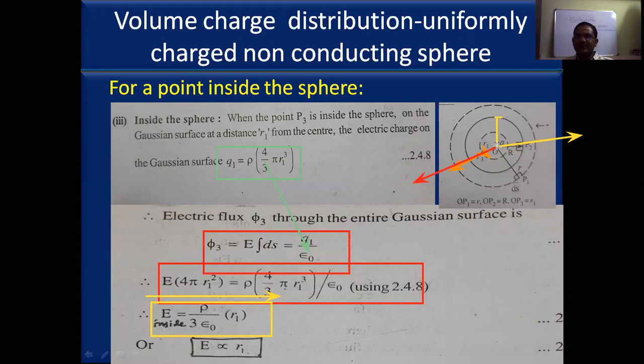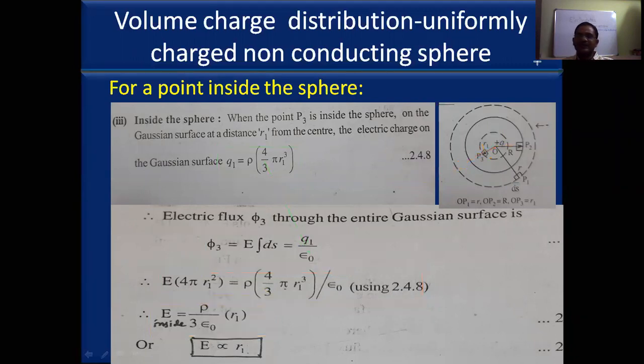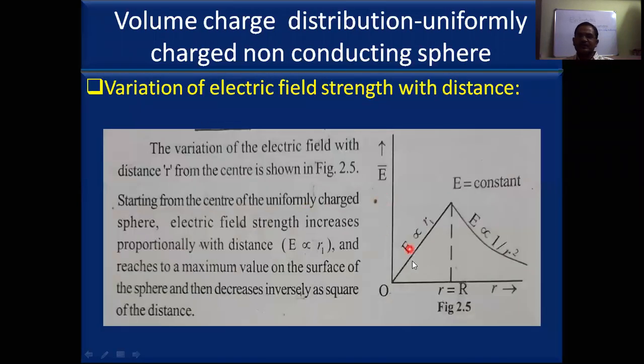At the center, E equal to 0, and as we are moving from center to the surface, field strength is increasing, and the relation is E directly proportional to r. So if you see the graphical analysis of this variation of electric field strength in this case, you can understand from this figure.